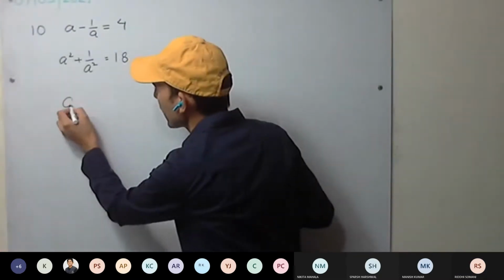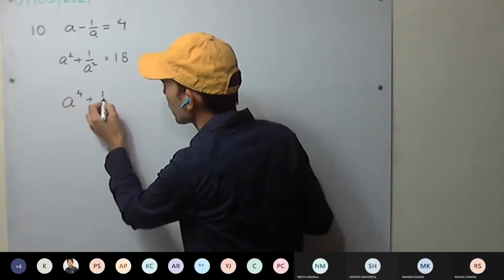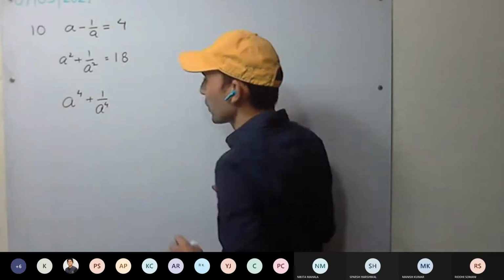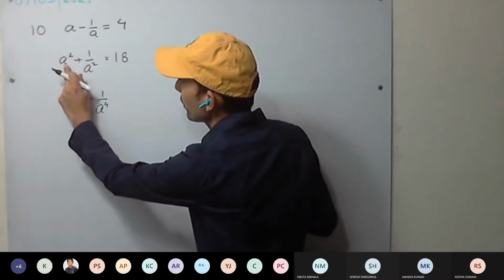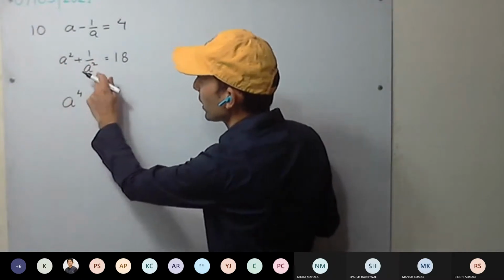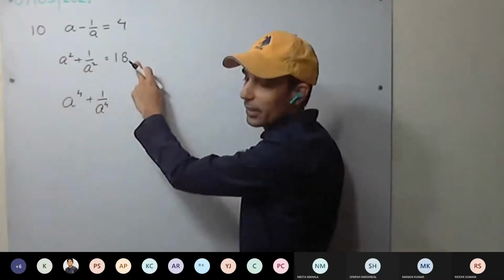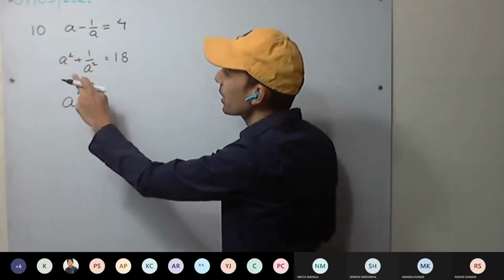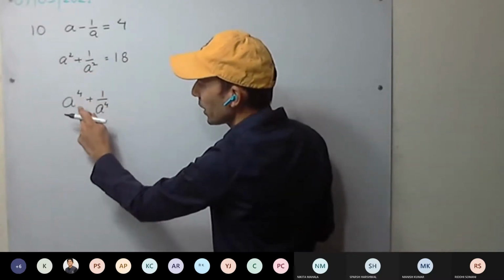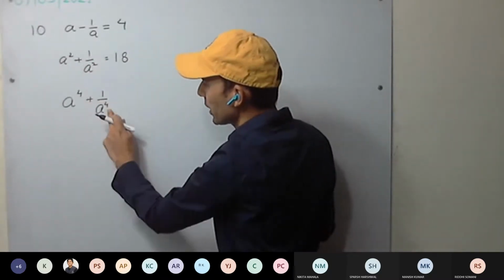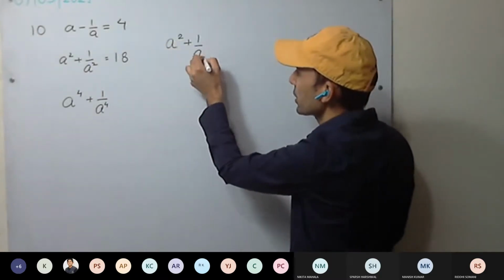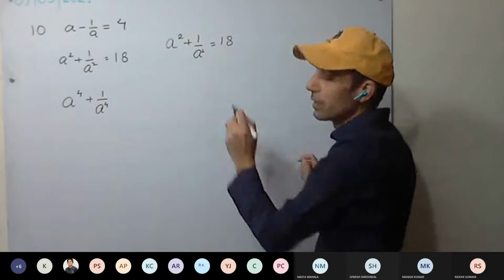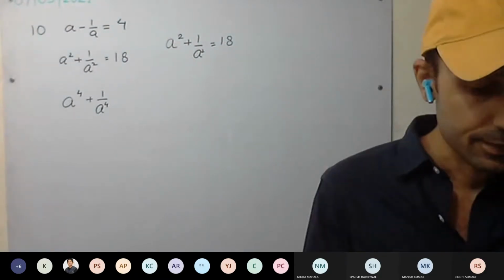Second one we have to calculate. That is a raised to power 4 plus 1 upon a raised to power 4. Now see here. We have got the value a square plus 1 upon a square. If we square both sides, we'll be getting the term of a raised to power 4, 1 upon a raised to power 4. So we are going to take a square plus 1 upon a square equal to 18. Square it on both sides.